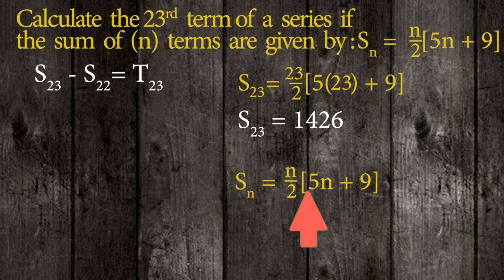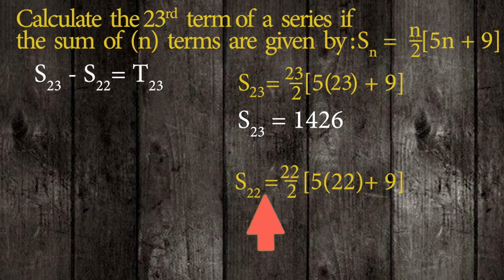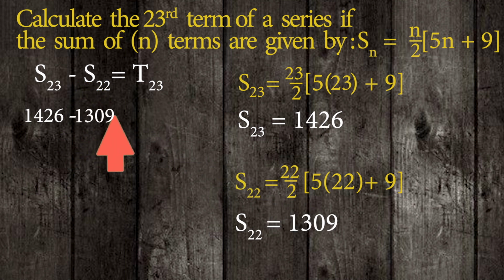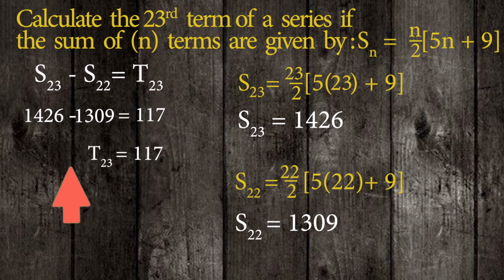Now we do exactly the same for the sum of 22 terms. So in the place of n, we put 22 now. And to calculate the sum of 22 terms, we simply do the sum and we get 1309. Okay, fantastic. So now we can simply say the sum of 23 terms, which is 1426, minus the sum of 22 terms, which is 1309, will give us term 23, which is 117. So term 23 is equal to 117.